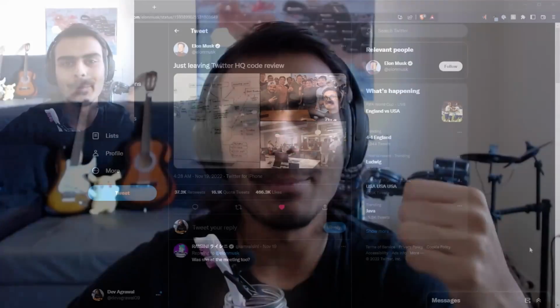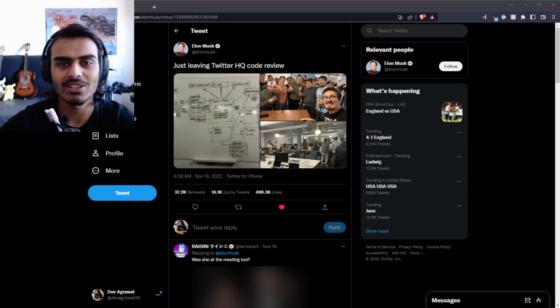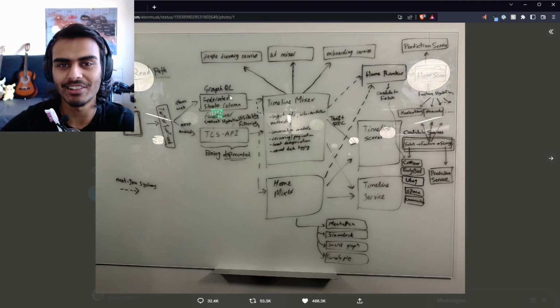Hi. Like most Twitter employees, I'm currently locked out of my office. So, welcome to my home. Last week, there was this interesting tweet made by Elon Musk, which seems to show an architecture diagram of something about Twitter. Seeing this image, the architecture nerd inside me just jumped.